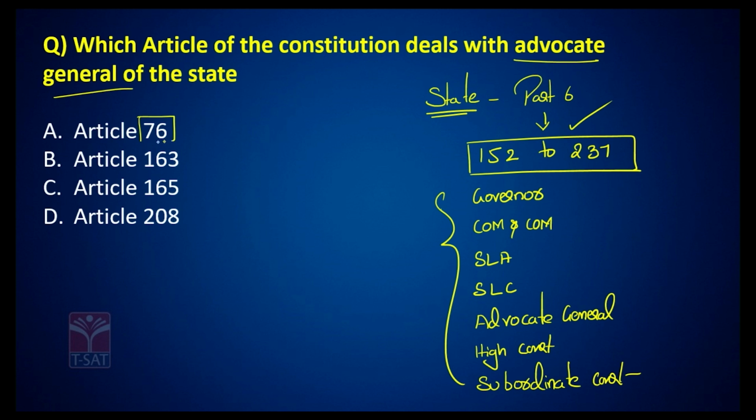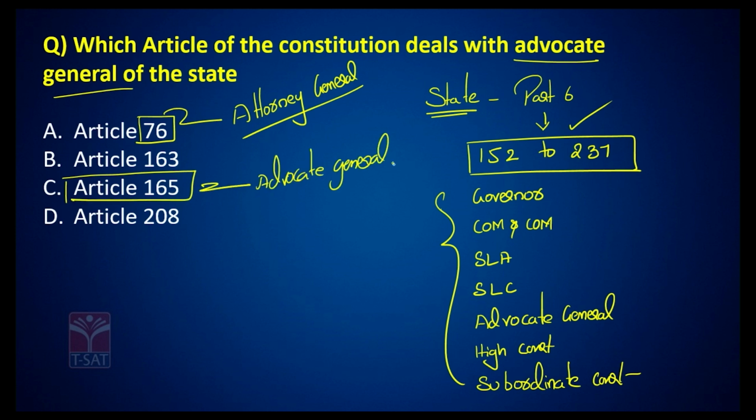Article 76 deals with the Attorney General of India. Article 165 talks about the Advocate General. Now 163 is linked to the Council of Ministers. Now what is 208? Very important for the exam.